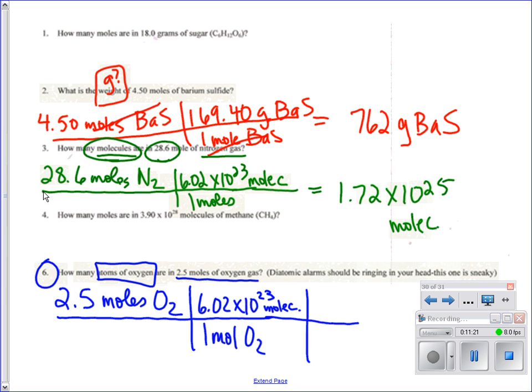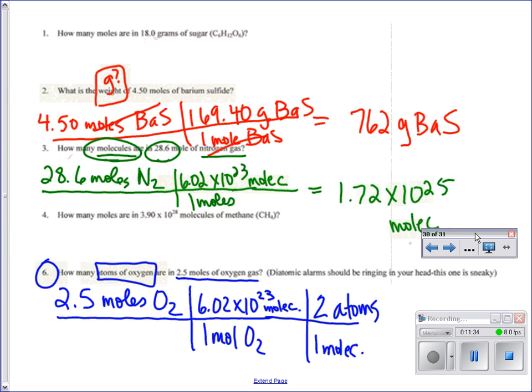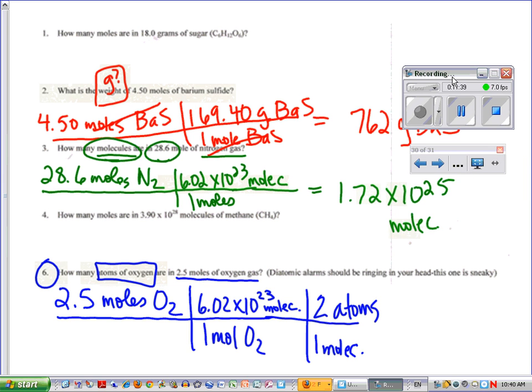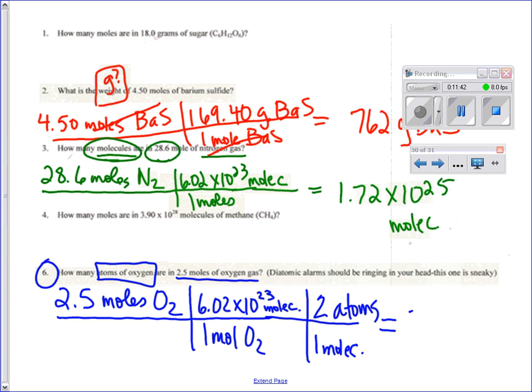Now how do I get to atoms? For every 1 molecule, I have 2 atoms. Okay, so it looks to me as if this is a 2 sig fig answer. And what do we get here? And don't forget, gotta have units. Atoms of O. Good? Yes, ma'am.